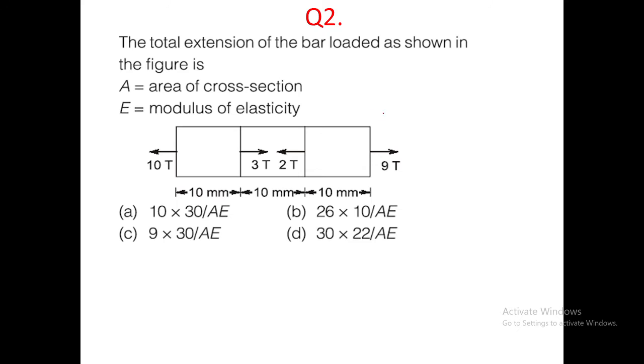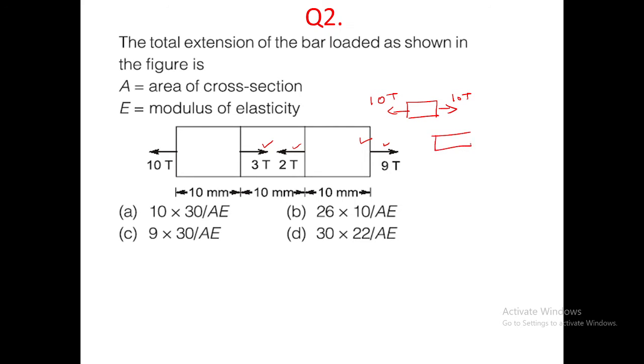So next question, the total extension of a bar loaded as shown in the figure. In the figure, A is the cross-sectional area and E is Young's modulus. So first, draw the free body diagram of the given diagram. Left side is 10T, tensile, compressive, tensile. So total tensile is 12 minus 2, so 10T.